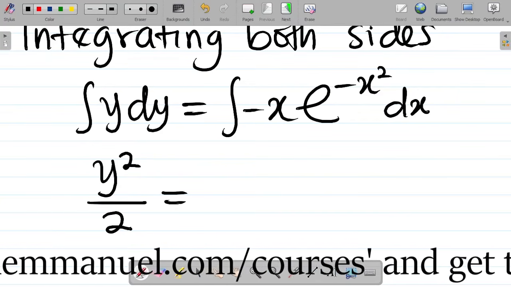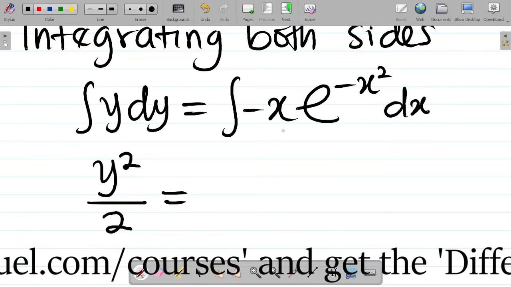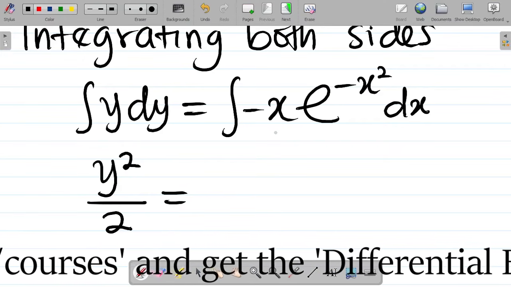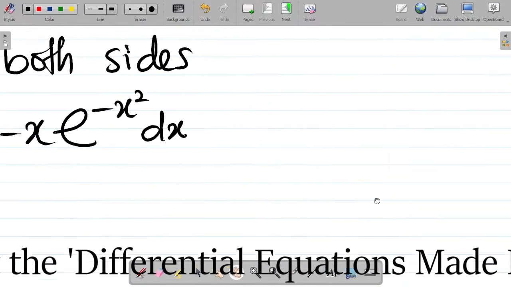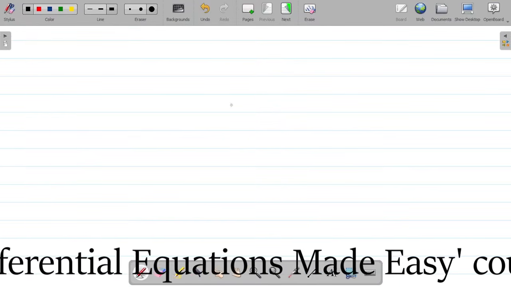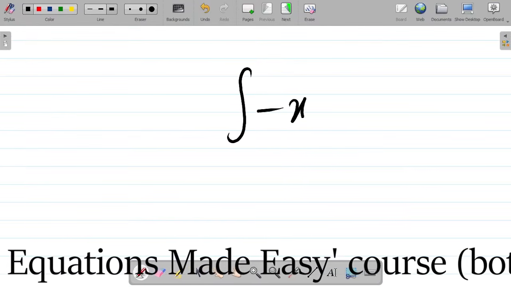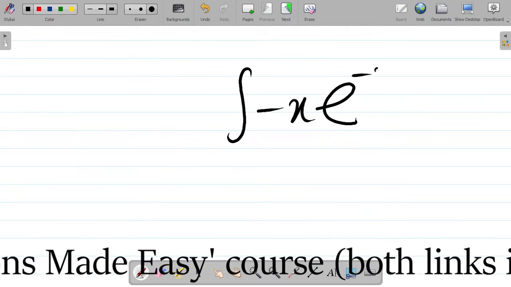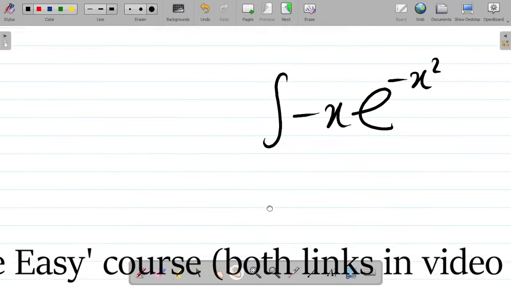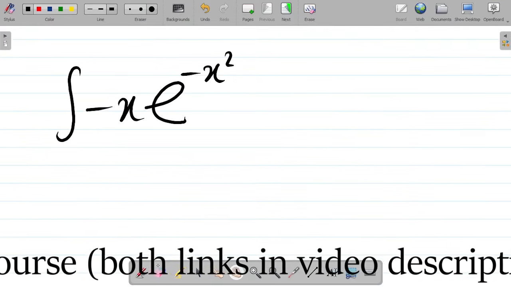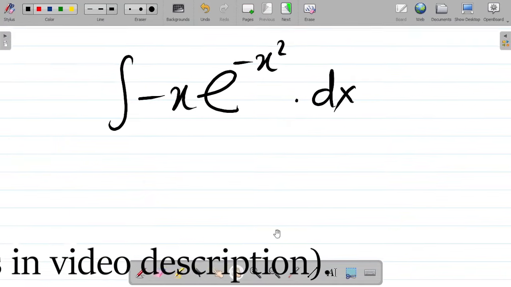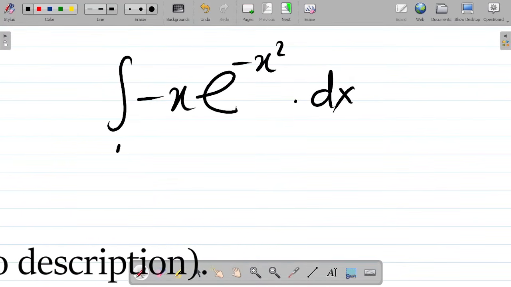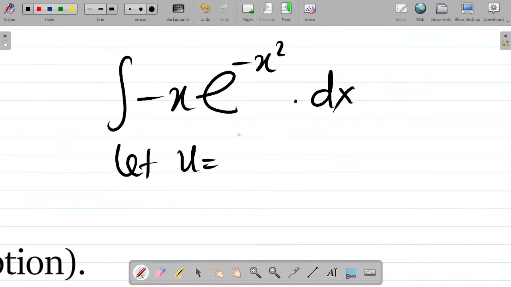Now, to integrate the term on the right hand side of the equation becomes a bit technical, so I'll simply bring it outside here, integrate it, and bring the answer. So the integral of negative x exponential negative x squared dx. Let's confirm this is the question. Yup, that's my question. So how do I solve this? Now to integrate this, I will say let u be equal to the power here, which is negative x squared.